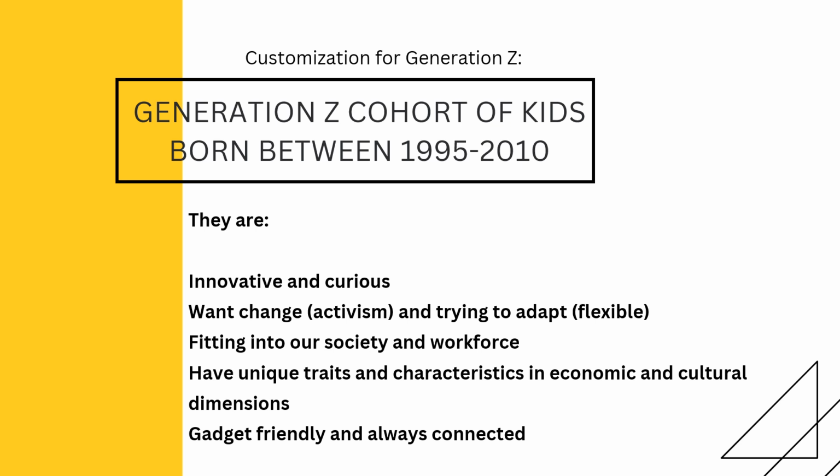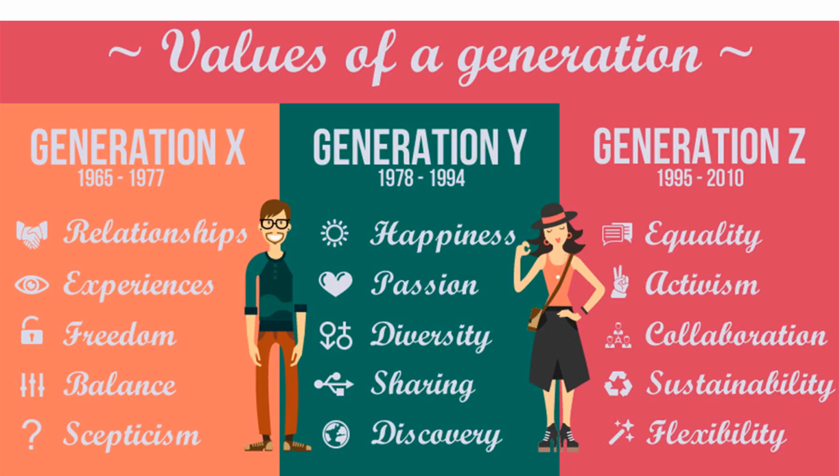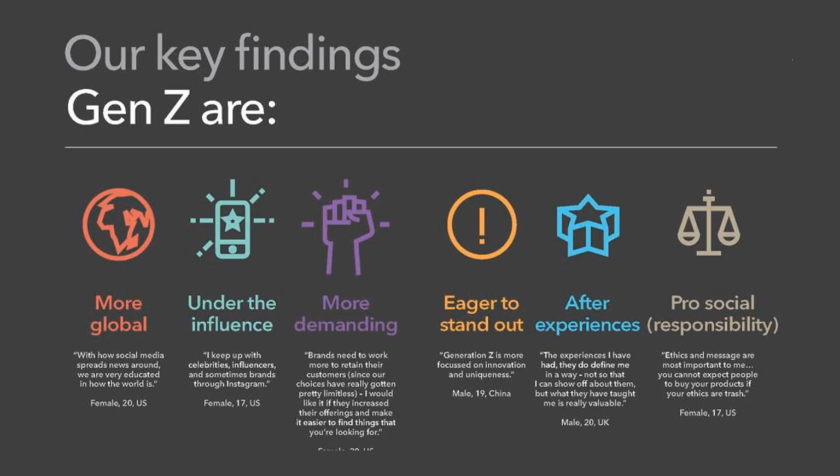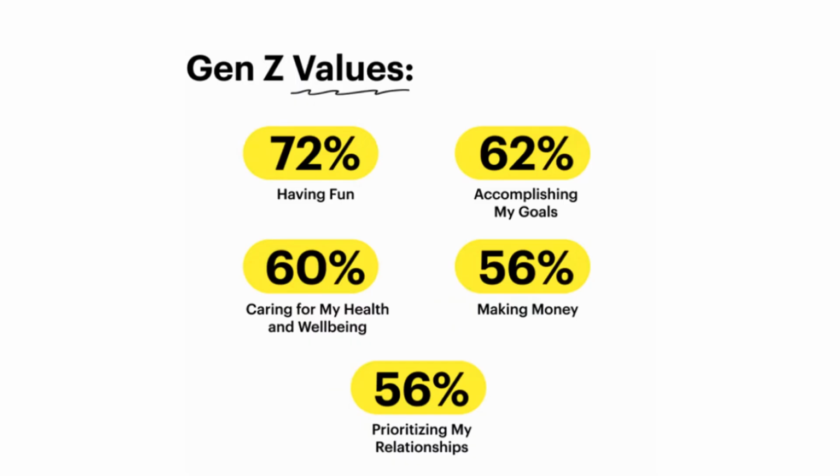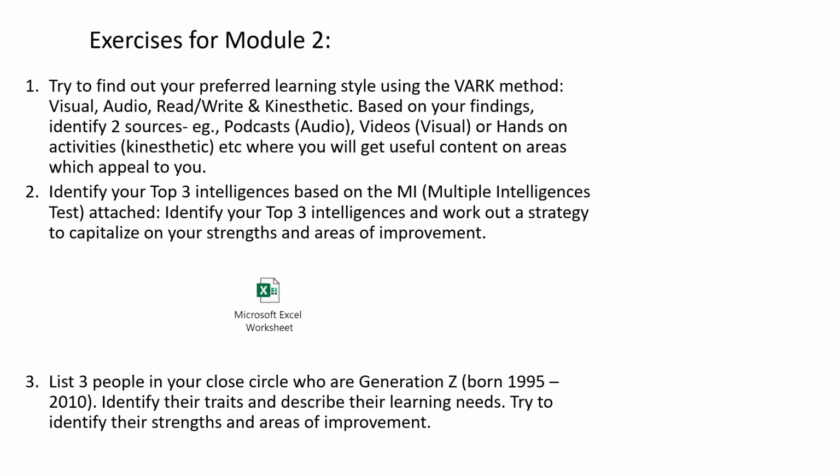They are gadget friendly and always connected. So the values of Generation Z are equality, activism, collaboration, sustainability, and flexibility. So Generation Z folks are more global under the influences of gadgets and devices like smartphones, more demanding, eager to stand out. They are after experiences and they are very pro-social in terms of social responsibility. So Gen Z values having fun, accomplishing goals, caring for their health and well-being, making money and prioritizing relationships.